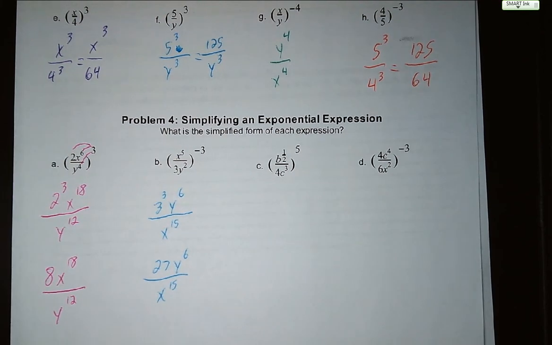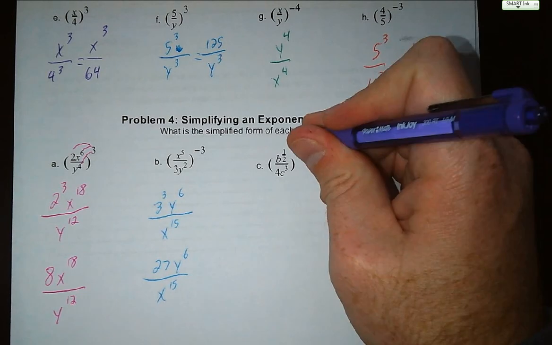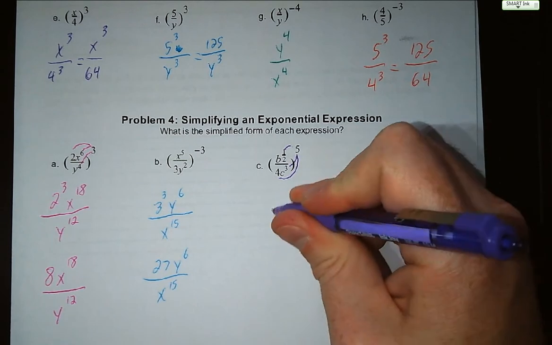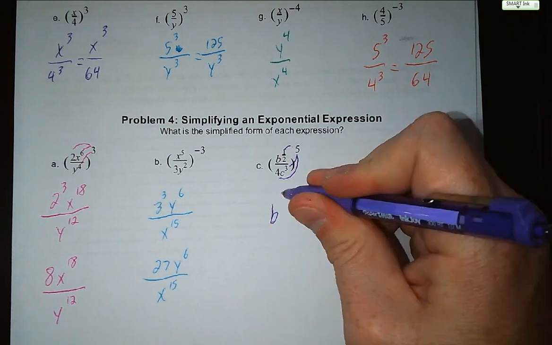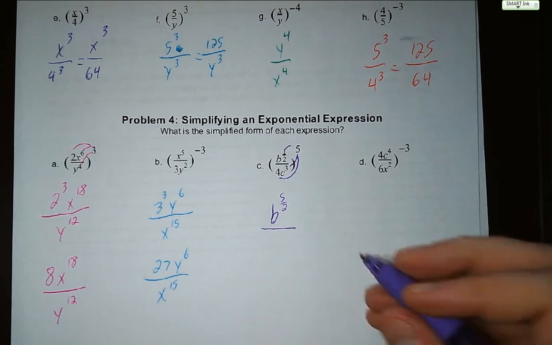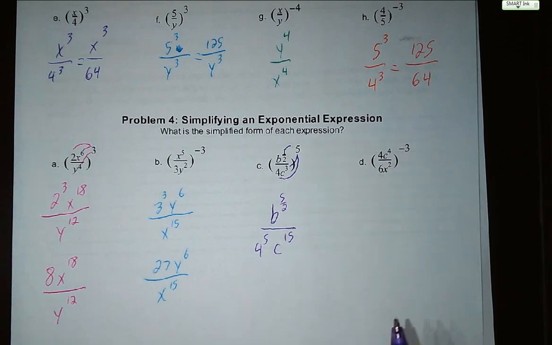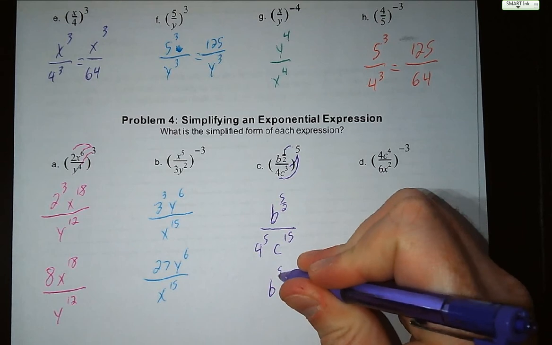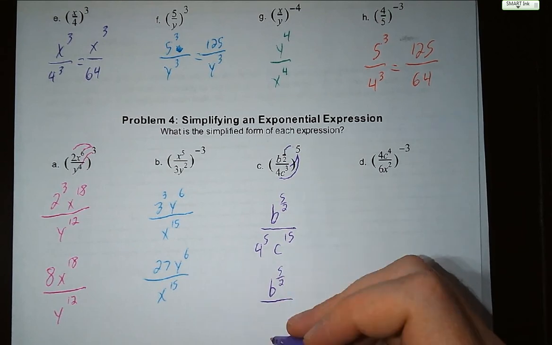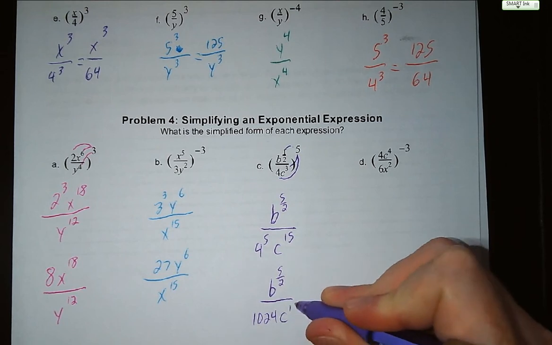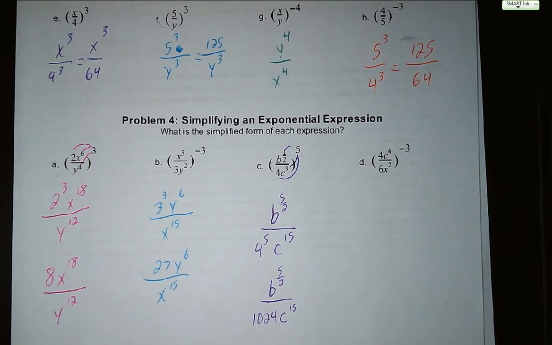So for letter C, we are distributing the 5 to the numerator and to the denominator. So we have b to the 1/2 times 5 is 5/2 over 4 to the 5th, c to the 15th. So we multiply. 5 times 3 is 15. All right, now we just need to simplify that. So we have b to the 5/2 over 4 to the 5th is 1024, c to the 15th power.